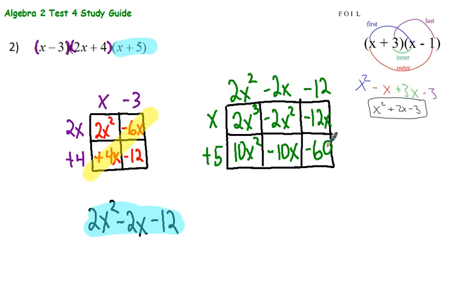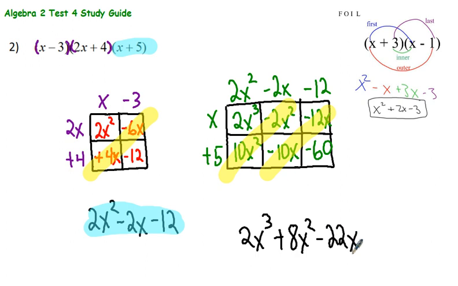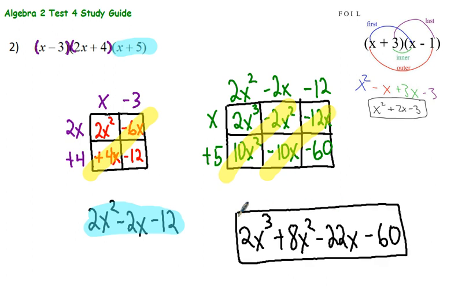Now, one of the reasons why I do like the box is that when you go to combine your like terms, the like terms are lined up pretty nicely here, right? So, for instance, you've got your like terms as far as your x squareds, and then you've got like terms as far as your x's. So we're just going to combine those things. So for a total there, I would end up getting 2x cubed, 10 minus 2, which would be 8x squared. Negative 10 and negative 12 means I've got a total of negative 22x, and then negative 60. And that would be my answer.